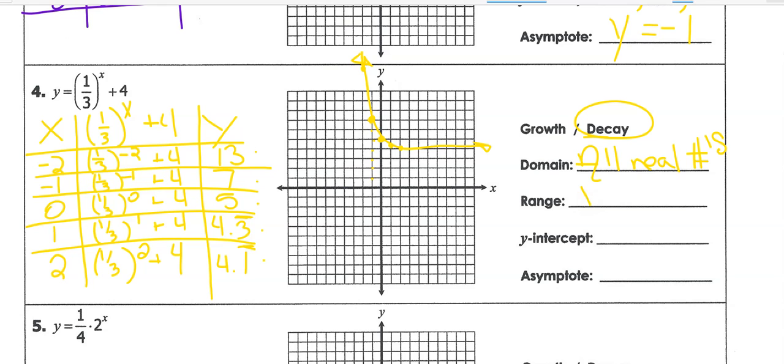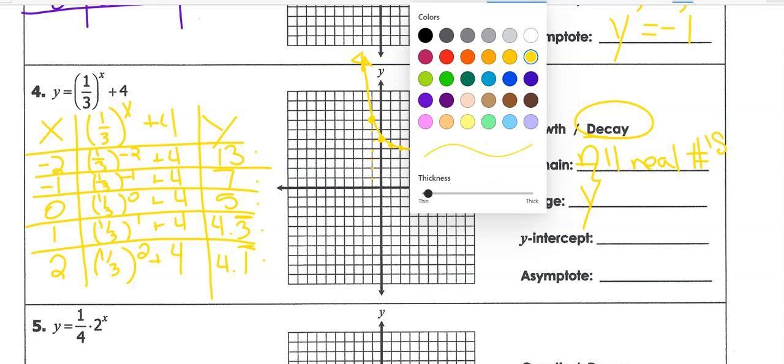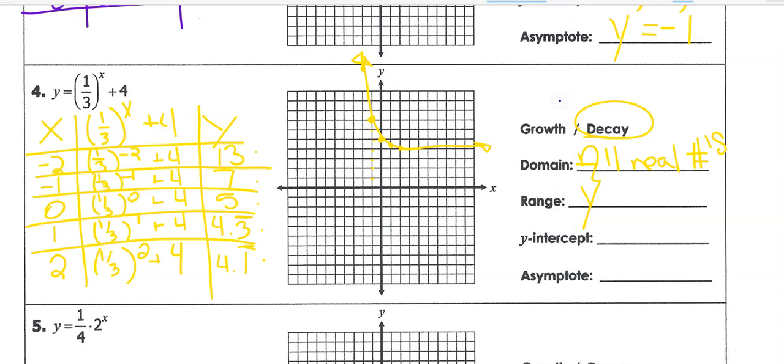The range, which always talks about y, has to do with the lowest or highest this graph goes. And it has to do with that invisible border that it always gets close to. In this case, our invisible border is right here. So where is that at? That's on the y-axis at positive 4. So our range is all the y values above, but not touching, 4.